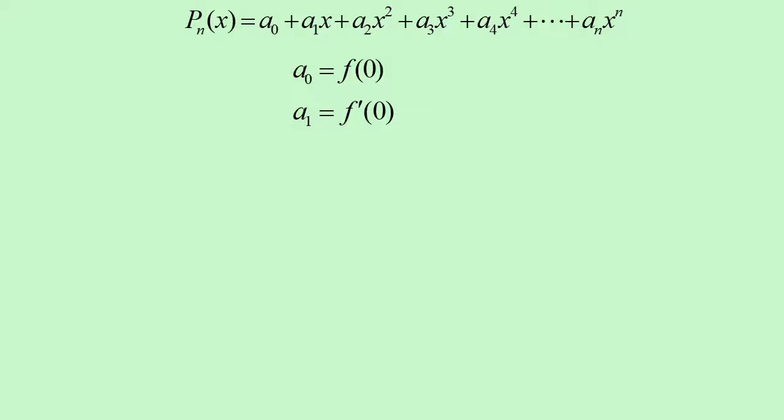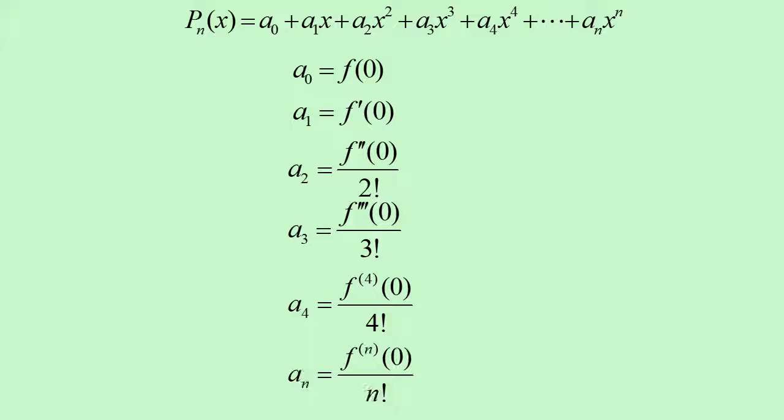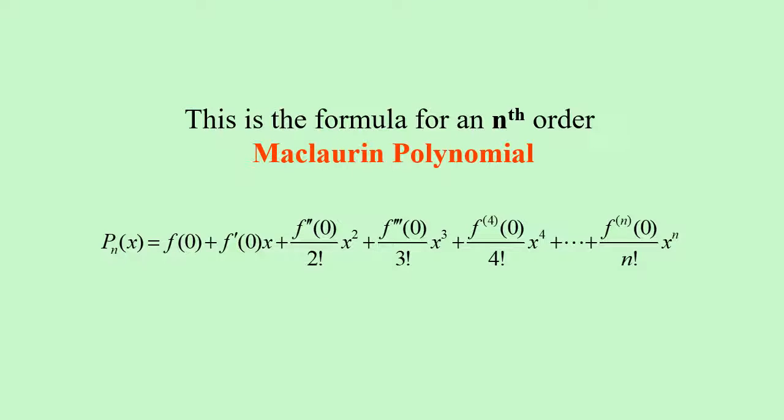Now, I'm not going to continue with all of these, but do you see a pattern evolving here? Let me just point out that this 2 matches 2, 3 matches 3, 4 matches 4, and so on. Let me point out that we didn't write a 1 factorial here because it is just a 1. Let me also point out that 0 factorial is also a 1. So here is the formula that we call the Maclaurin polynomial.